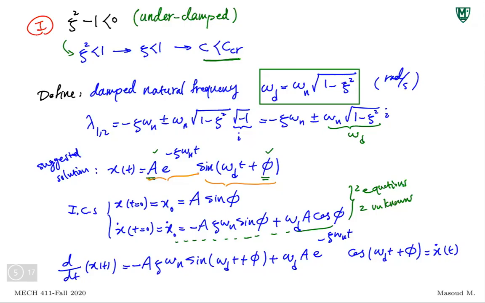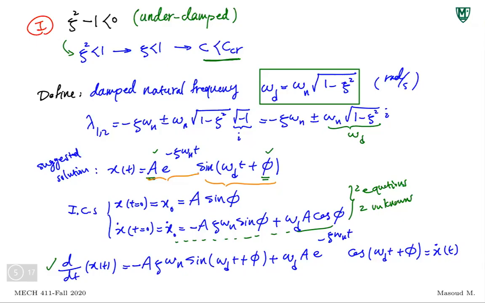Now, our task is to find the constant values in this suggested solution using initial conditions. Two initial conditions: x at t equals 0, and x dot at t equals 0, the initial position and initial velocity. If you plug these in, I took the derivative with respect to time here, the last equation at the bottom of the slide, from this suggested solution to be able to find x dot at t equals 0.